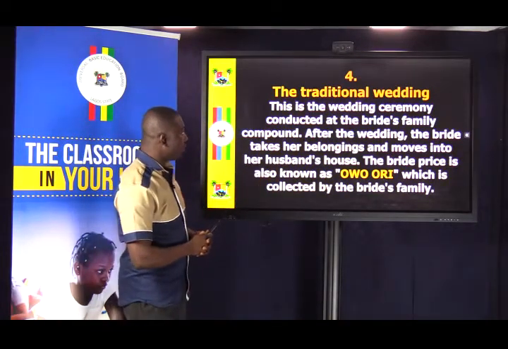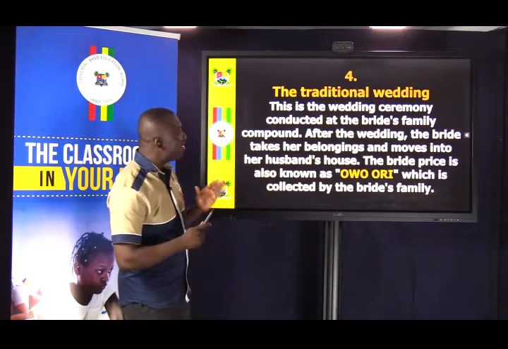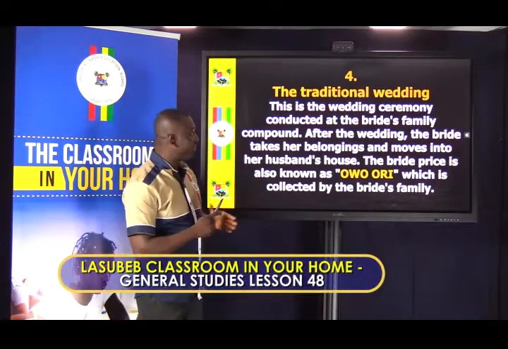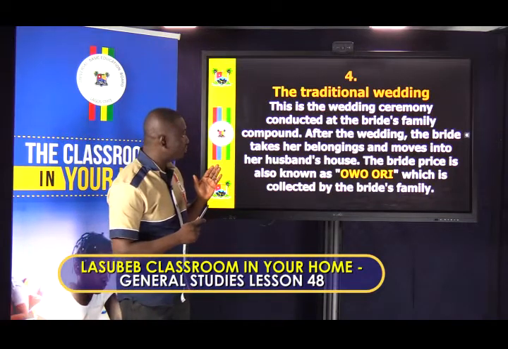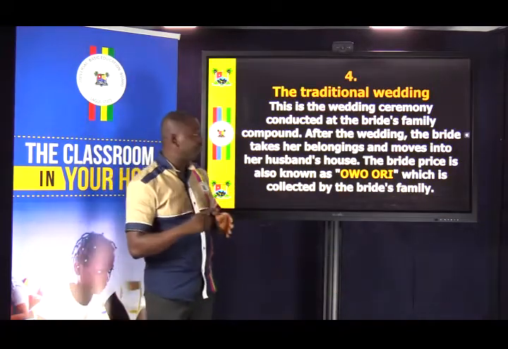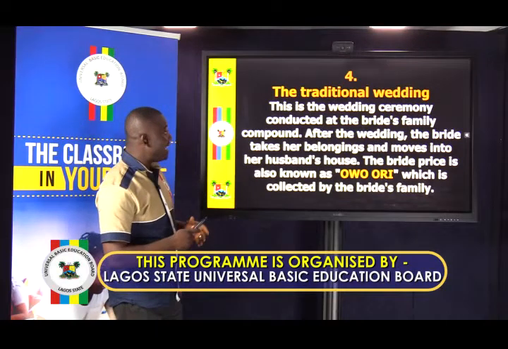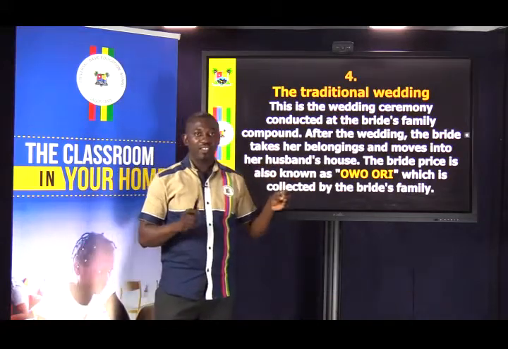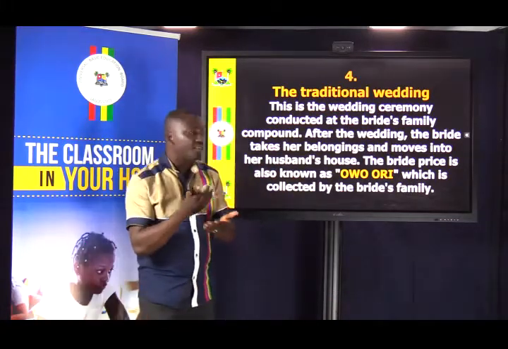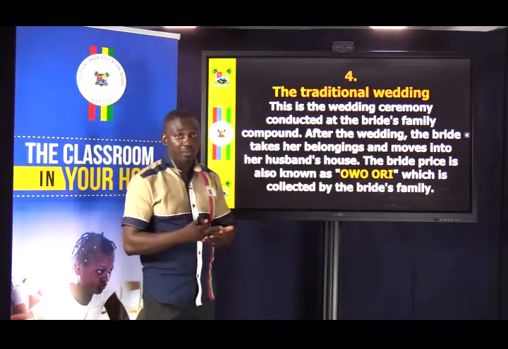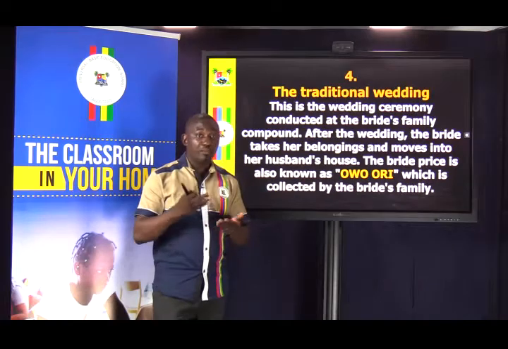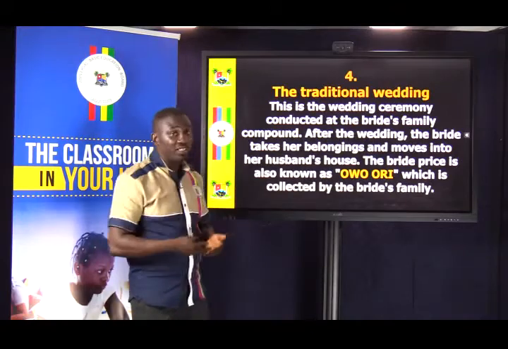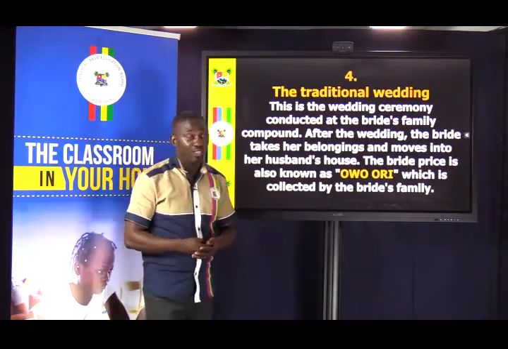Now the traditional wedding is the wedding ceremony that is conducted at the bride's family compound. After the wedding or during the wedding, the bride price is paid. The man provides the bride price, which is called owo-ori, and he must pay it. Some families collect it and return it, while other families collect it and give it to the eldest person in the family.